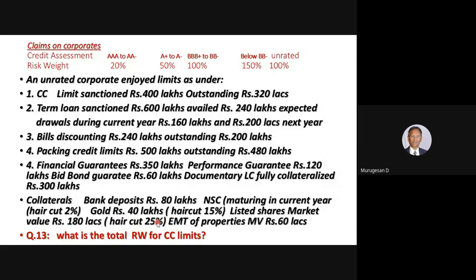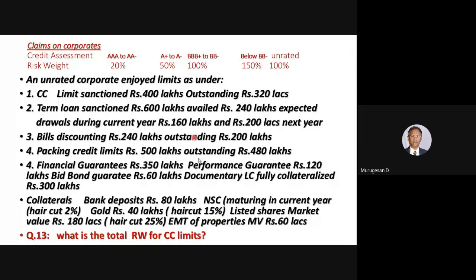What is a haircut? That is a likely loss. When you go for sale, you may not realize the 100%. You may realize only 70%. So for the purpose of adjusting the exposure, you have to ignore EMT property. They are just to confuse you. You have to ignore this.